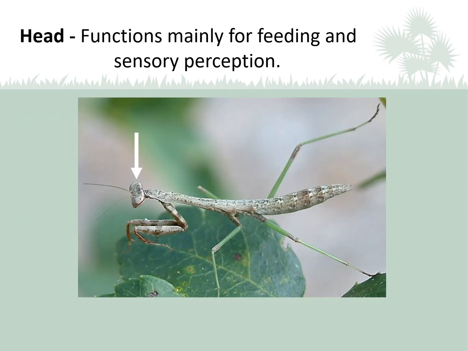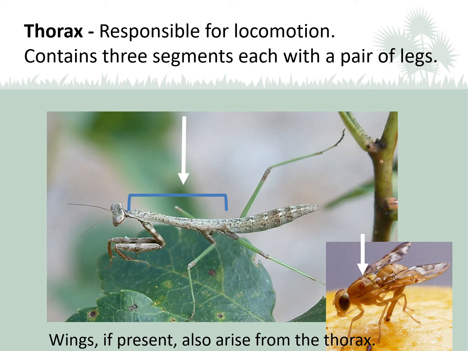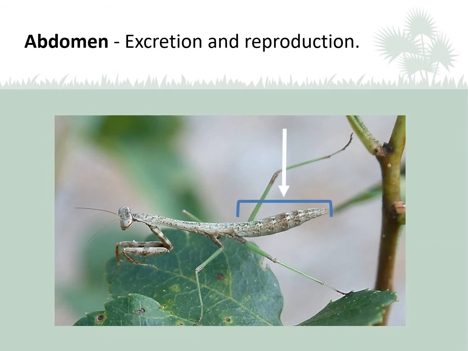So, here's a praying mantis, and very clearly we can see the head functions mainly for feeding and sensory perception, in particular sight. The thorax is responsible for locomotion. It always contains 3 segments, each with a pair of legs. So the thorax is the region of the body where the legs extend out from and pretty much carry the insect from place to place. The abdomen is mostly an area of reproduction, digestion, and excretion.